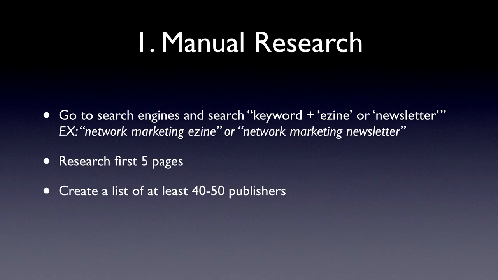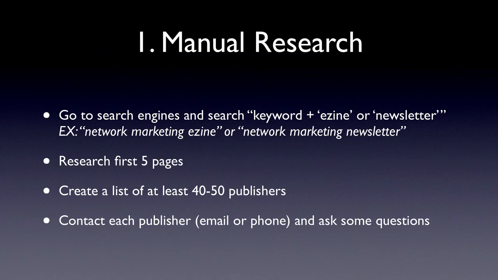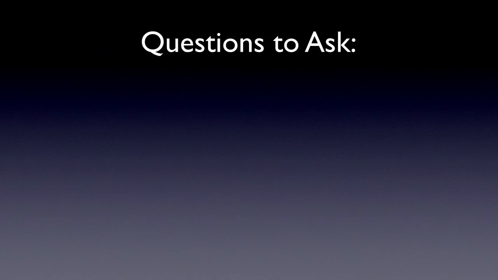So you create this list of 40 to 50 publishers, and what you do next is here's how you filter them. You contact each publisher. You can contact them through email or phone, if there is a phone number, and you ask them some questions. Okay, you ready for them? Now, you may want to take some notes over here if you're going to do this the manual way. Here are the questions that I recommend that you ask them.